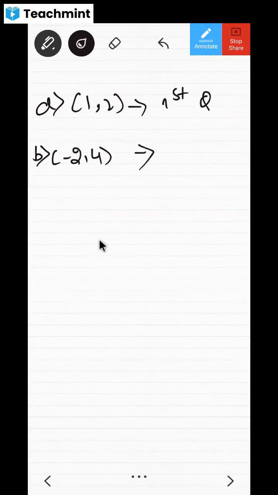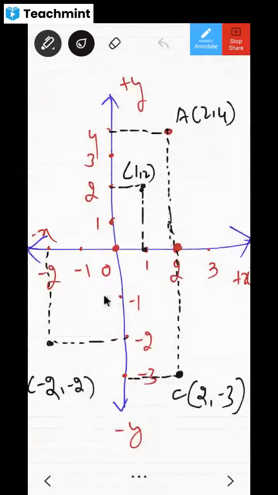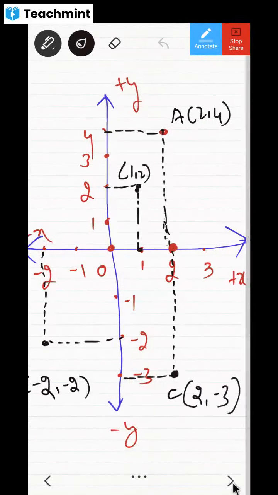Now if I say minus 2 comma 4, you cannot go back to the graph. Minus 2 means which axis? Negative x-axis. Imagine that negative x-axis. And 4 means positive y-axis. That means second quadrant. You can go to the graph and check also, but mentally you have to do that. Minus 2 and 4 means it is the second quadrant. Somewhere here it comes. So that's why you should think it mentally.